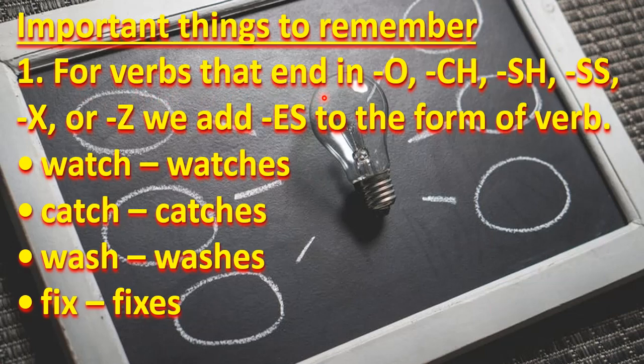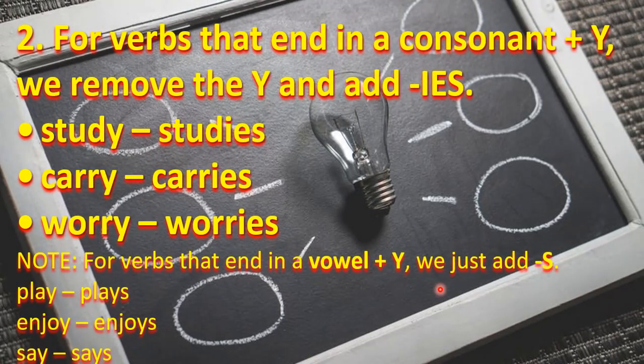Some important things to remember here. The very first one: for verbs that end in o, ch, sh, double s, x, z, we add es to the form of the verb. For example, watch, watches; catch, catches; wash, washes; fix, fixes.